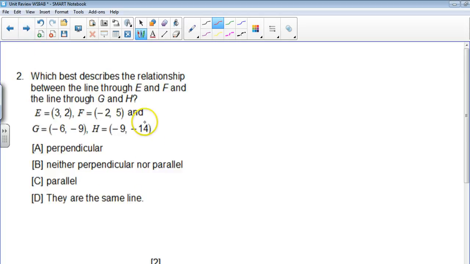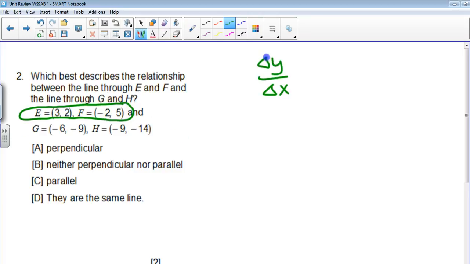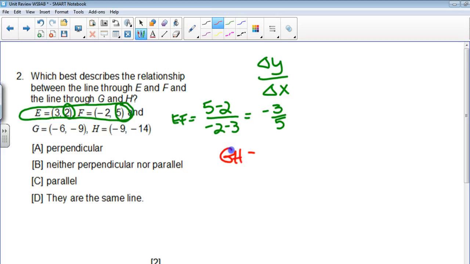Most of you are already on to this one. What are we going to do here? We need to find the slope of EF and GH. Now, remember, slope is change in y over change in x, so make sure you're using your y's for the numerator. Anybody get EF? I got -3/5 or 3 over -5, same thing, okay? And then GH, we need to do the same thing again.